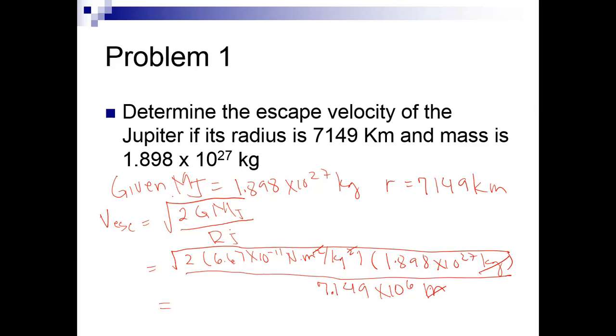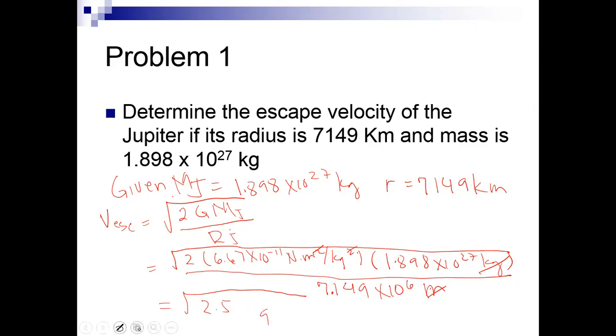So meron tayong 1.898 exponent 27. Times ko siya sa 6.67 exponent negative 11, which is ayan. Tapos, times ko sa 2, para lang magkasya sa space. So ayan. Therefore, the answer is 2.5, okay, 2.5.